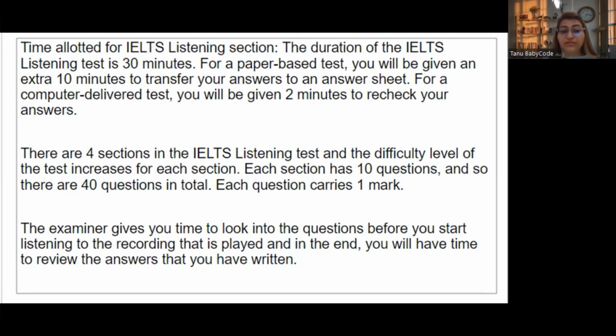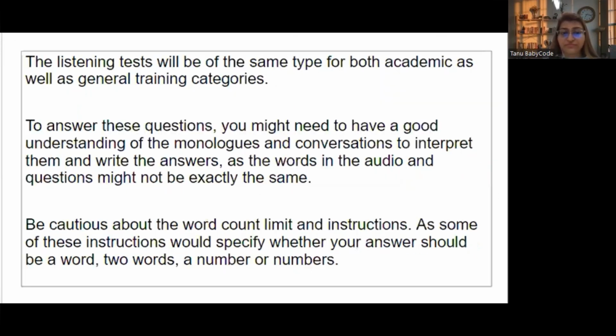Next important thing to keep in mind is that the listening test is the same for both the academic and general training categories. To answer these questions, you need to have a good understanding of the monologues as well as the conversations so that you can interpret them and write your answers correctly. Because the words in the audio and the questions might not be exactly the same, they can be paraphrased also, so you should keep that in mind.